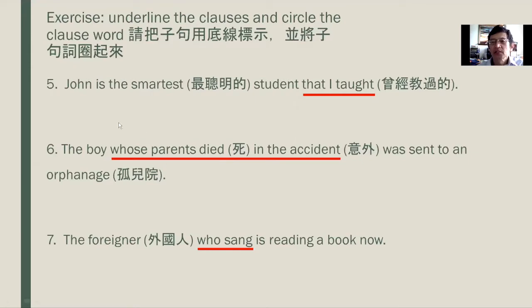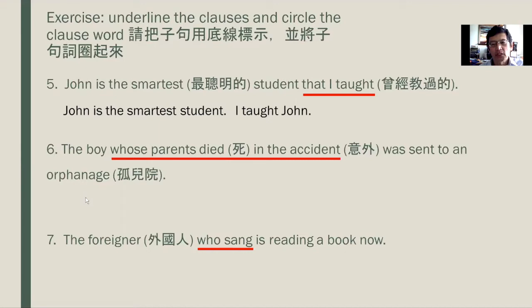Let's look at each sentence another way. Number 5. Do you know the two sentences that were used to make this one sentence? What is one sentence that can be used here in number 5? John is the smartest student. What about the second sentence? What would that be? I taught John. So we take these two sentences, John is the smartest student, I taught John, and make it into one. John is the smartest student that I taught.